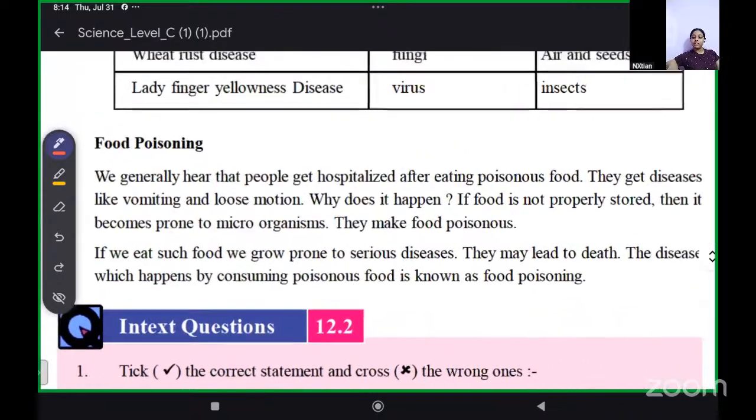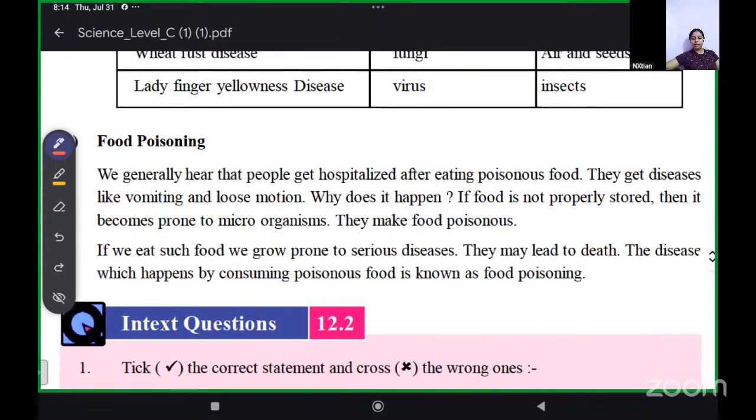Okay, C1, the harmful effect of microorganisms is food poisoning. We generally hear that people get hospitalized after eating poisonous food. They get diseases like vomiting and loose motion. Why does it happen? If food is not properly stored, it becomes prone to microorganisms, and some microorganisms make the food poisonous.